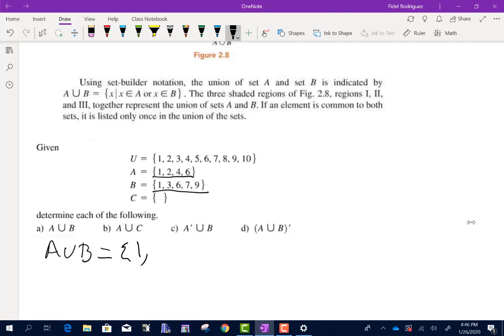Then we have the number 2 because it's in A. We have the number 3 because it's in B. We have the number 4 because it's in A. We have the number 6 because it's in both. And we also have 7 and 9. So as long as it's in one of them, it's going to go in there.